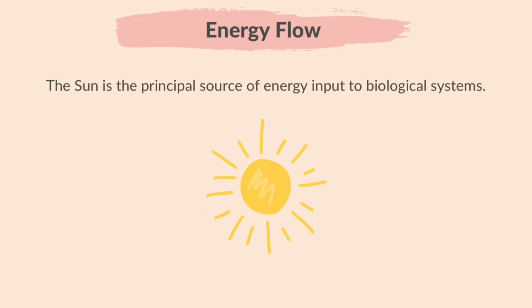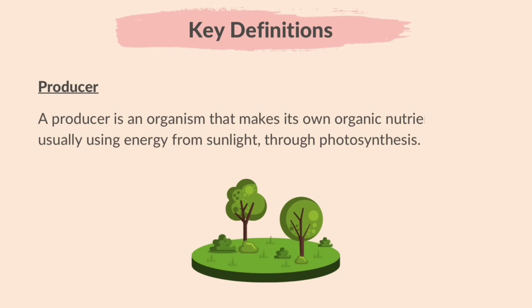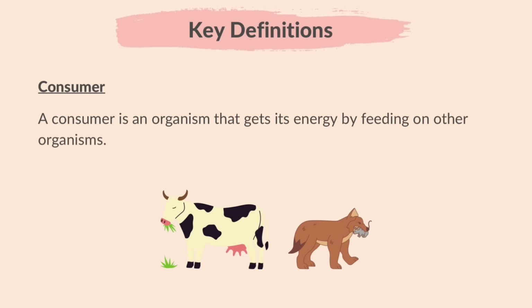Before we go any further, let's learn some important definitions. A producer is an organism that makes its own organic nutrients, usually using energy from sunlight through photosynthesis. A consumer is an organism that gets its energy by feeding on other organisms.